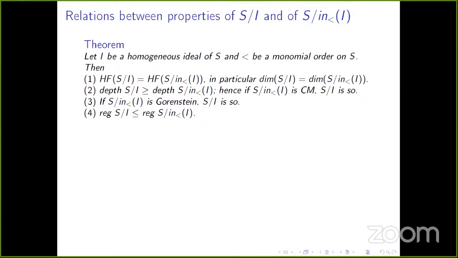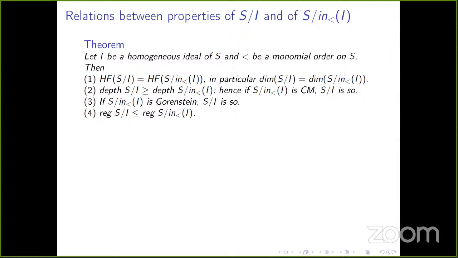Let I be a homogeneous ideal of S and < be a monomial order on S. The first part says that the Hilbert function of S/I is the same as the Hilbert function of S/in(I). In particular, they have the same dimension. The second says that the depth of S/I is greater than or equal to the depth of S/in(I). Hence, when S/in(I) is Cohen-Macaulay, then S/I is so. The third says the similar holds for Gorenstein: if S/in(I) is Gorenstein, then S/I is also Gorenstein.